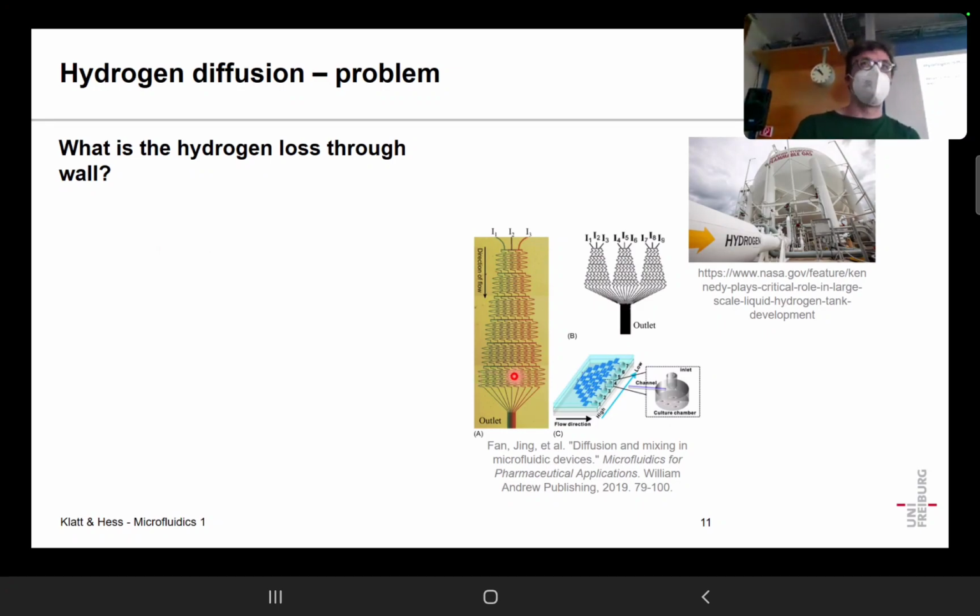I don't want to go into detail on this principle. I think Niklas will talk a lot about it in later lectures when he introduces scaling effects and when he talks about pump-driven microfluidics. But keep in mind that diffusion is especially interesting in microfluidics.